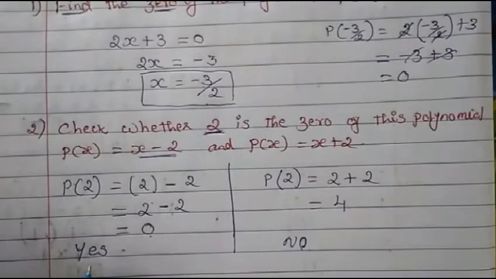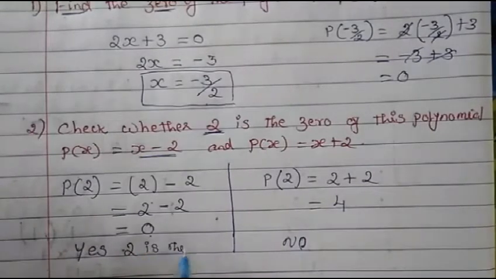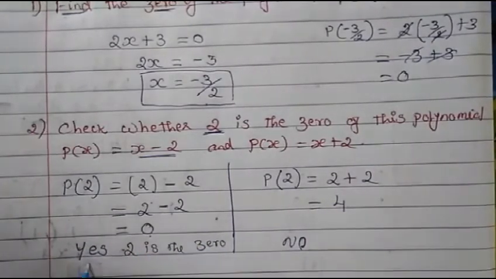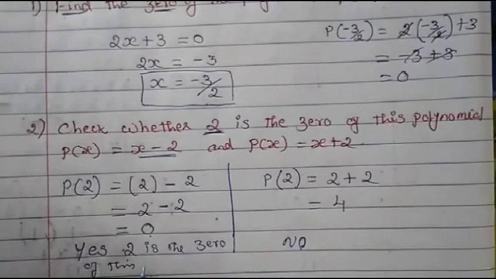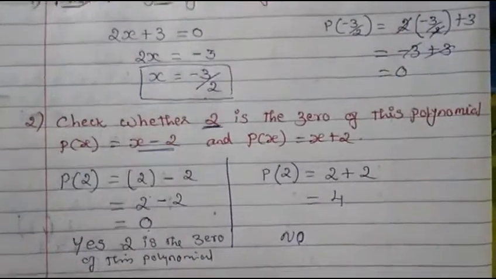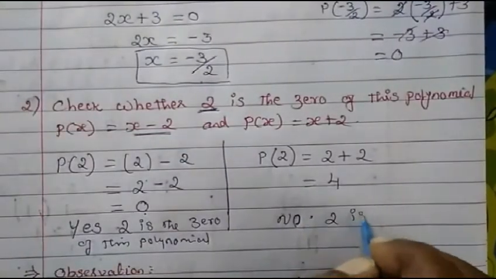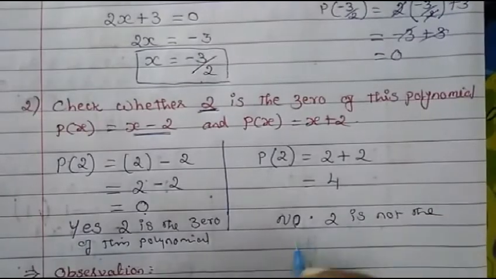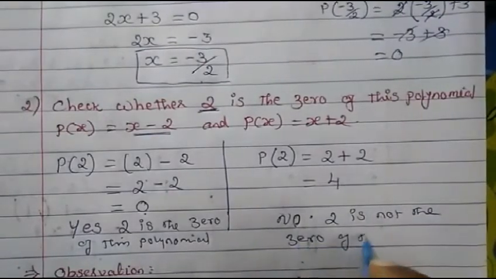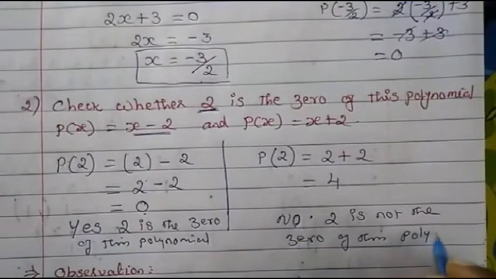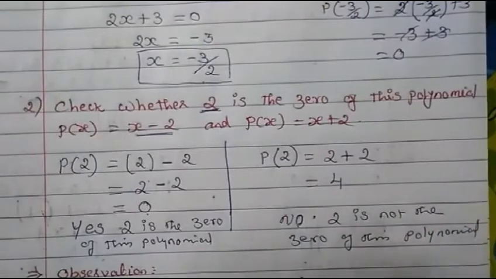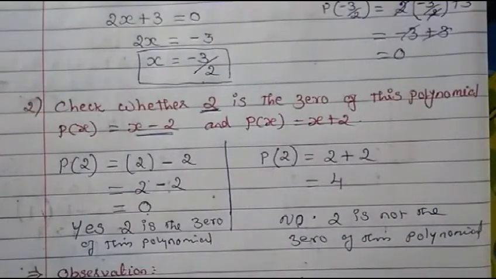You can say yes, 2 is the 0 of this polynomial. Like this also you can write. No, 2 is not the 0 of this polynomial. So like this also you can answer. I hope now the concept is clear to you.